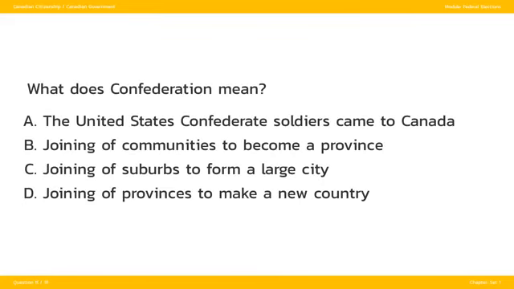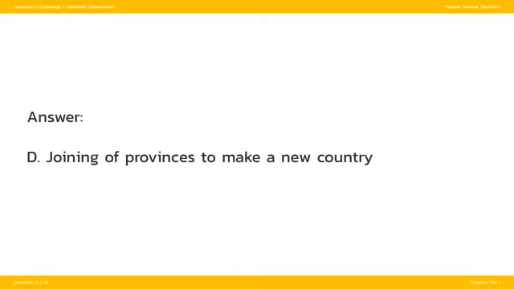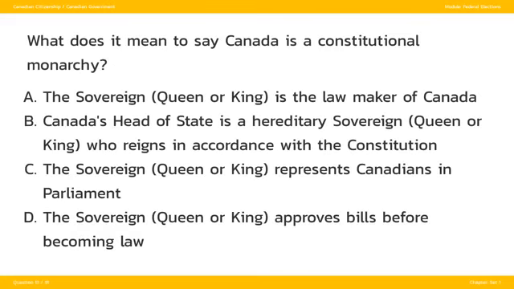What does Confederation mean? A. The United States Confederate soldiers came to Canada. B. Joining of communities to become a province. C. Joining of suburbs to form a large city. D. Joining of provinces to make a new country. The answer is D. Joining of provinces to make a new country.